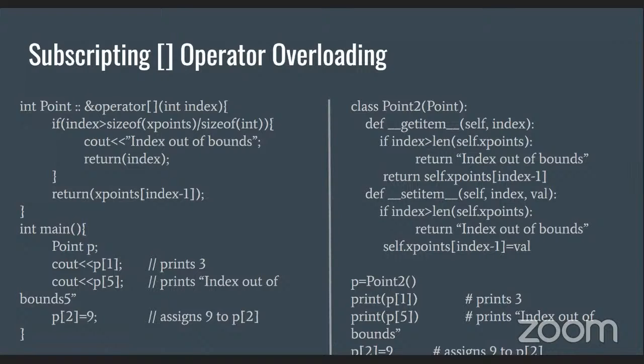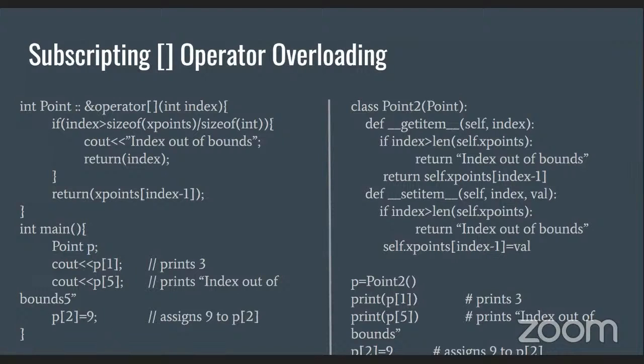Now, let's go to Python. We have defined a class Point2 inheriting the Point. In this also, we had defined the X points array, which consisted of 3, 4, 7, and 2. In this, we have the dunder functions, get item and set item. First, we define the Point2 object, and we try to print P1. For this particular thing, the function get item will be called.